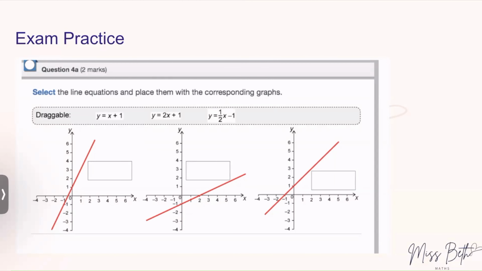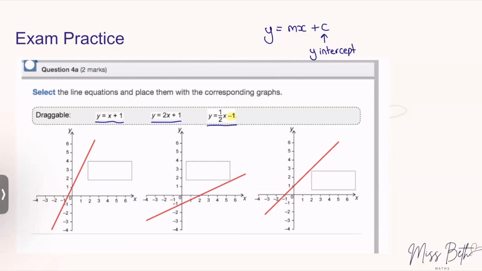So the first thing that I would do with a question like this, you want to select the line equations and place them with the corresponding graphs. So you basically need to match up these equations with the correct graph. Remember that these are in the form of y equals mx plus c, where c is your y-intercept. So I would look at these three equations, and I can see that this one is the one that's different. This one has a y-intercept of -1.